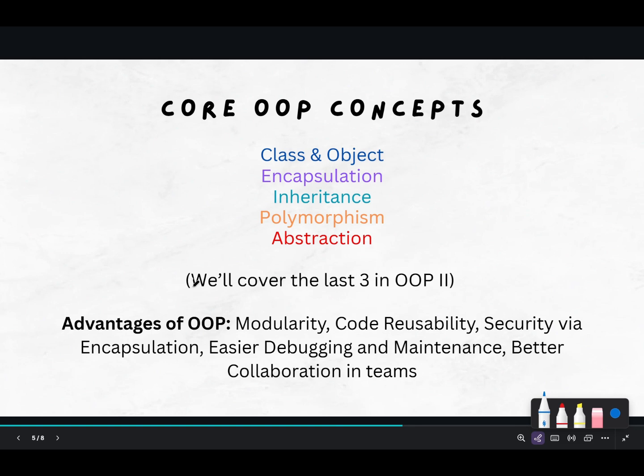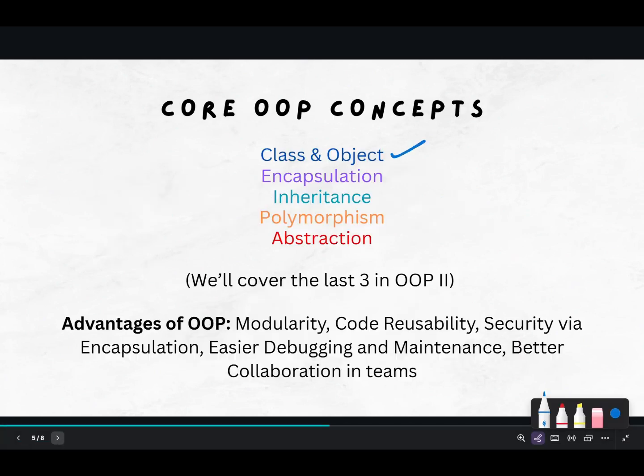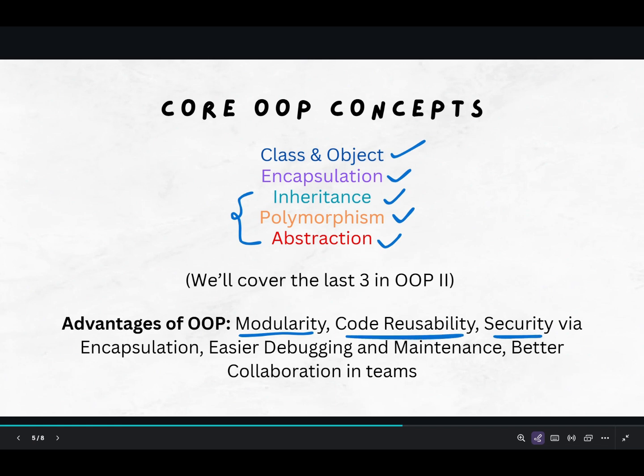So what are some core OOP concepts? So class and object, encapsulation, inheritance, polymorphism, abstraction. These are some core OOP concepts. These last three we will learn in the next lecture. And what are some advantages of object-oriented programming? So as we discussed, modularity, code reusability, security via encapsulation, we'll learn what that means, easier debugging and maintenance, better collaboration in teams and all of that.